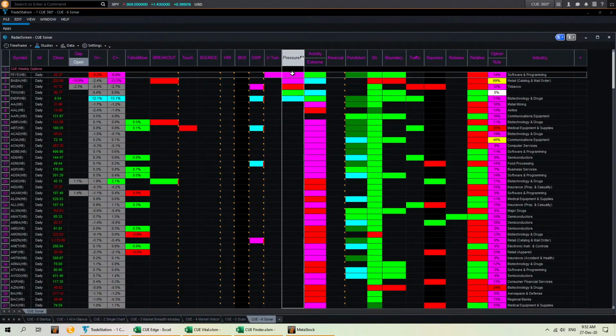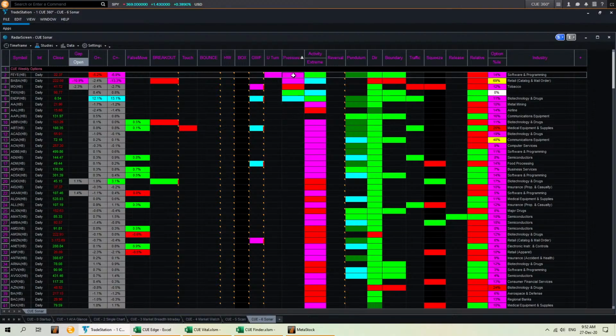Okay, let me refresh. When the bearish pressure comes immediately after a bullish pressure day, then the U-turn column is also lit up, also colored. So I'm seeing that FireEye, the top stock, is having a bearish pressure and also a U-turn. That means FireEye went up with very high bullish pressure and immediately after that it reversed with high bearish pressure. So that is why I'm seeing bearish pressure and also U-turn.